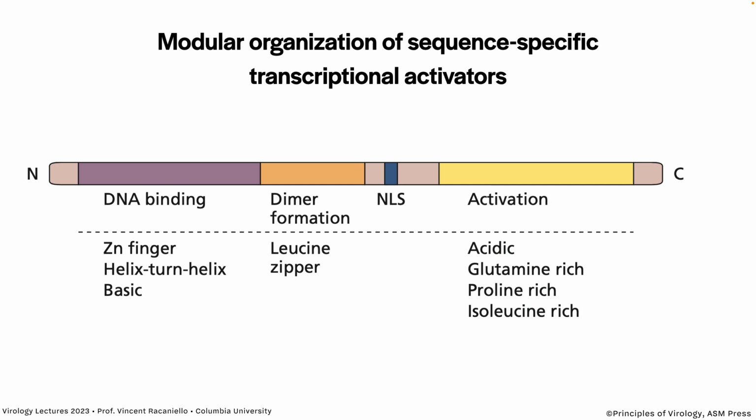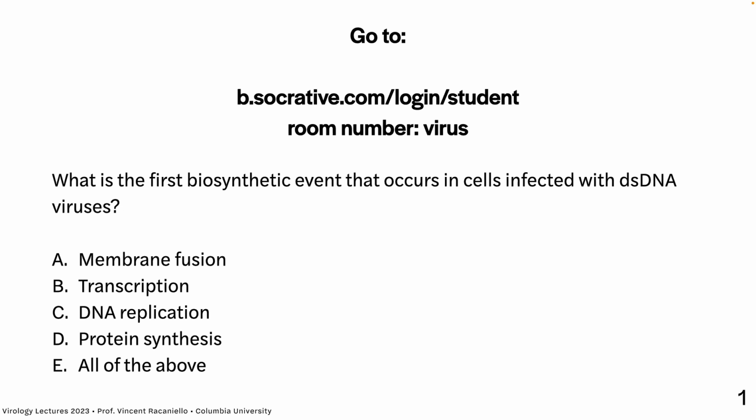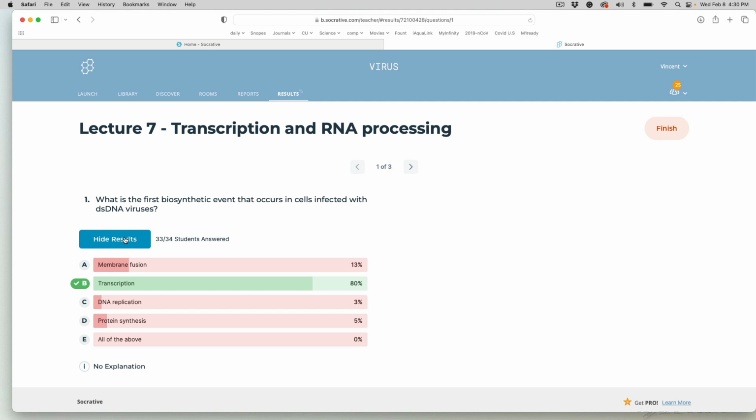So the first question for today is, what is the first biosynthetic event that occurs in cells infected with double-stranded DNA virus? Double-stranded DNA viruses. Pay attention to that, okay? Membrane fusion, transcription, DNA replication, protein synthesis, all of the above. First biosynthetic event, transcription, that's right.